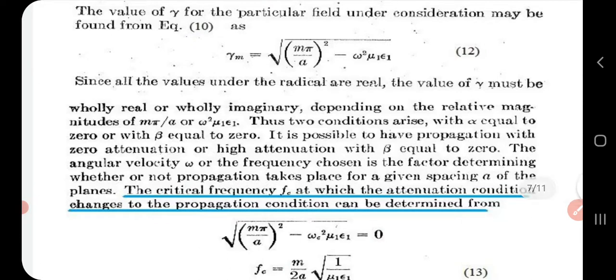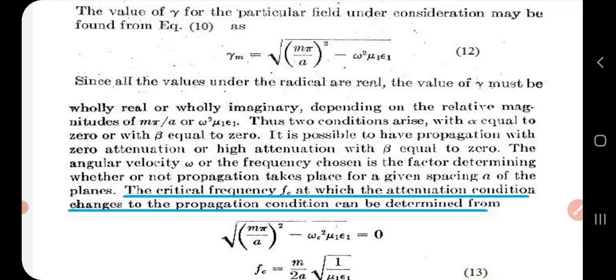The value of gamma will be either real or imaginary. So there are two conditions, that is, gamma can be either real or imaginary. So thus two conditions arise, with alpha equal to 0 or with beta equal to 0. Since gamma can be either real or imaginary, there will be two conditions arising out of that. One is alpha, attenuation constant, will be 0, or phase constant beta will be equal to 0. It is possible to have propagation with 0 attenuation or high attenuation with beta equal to 0.